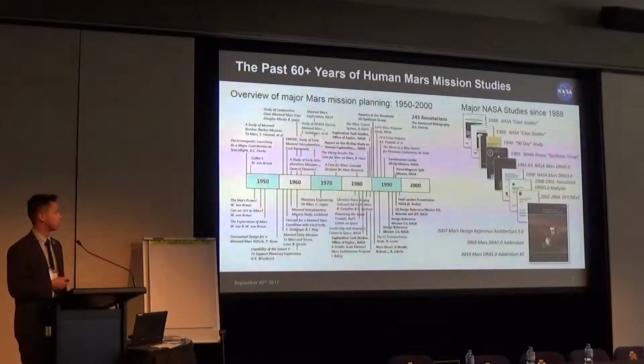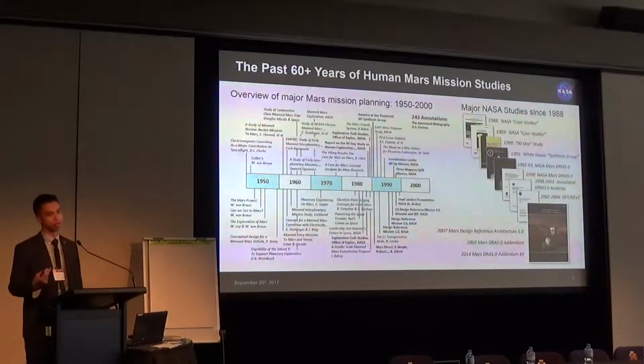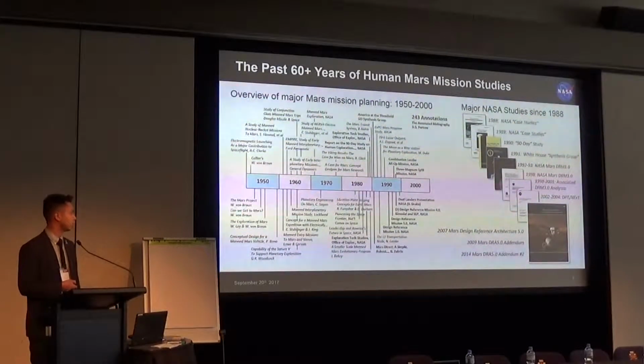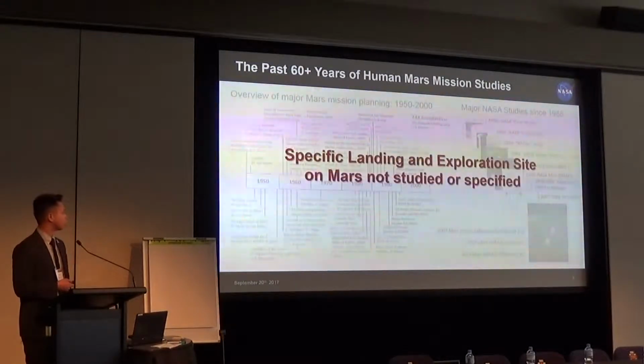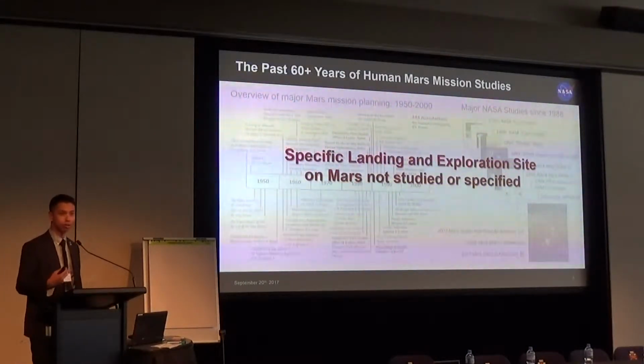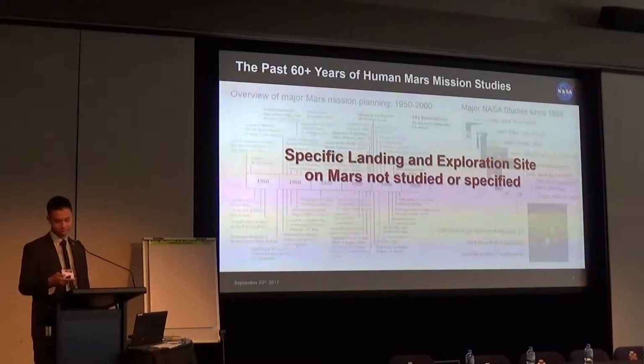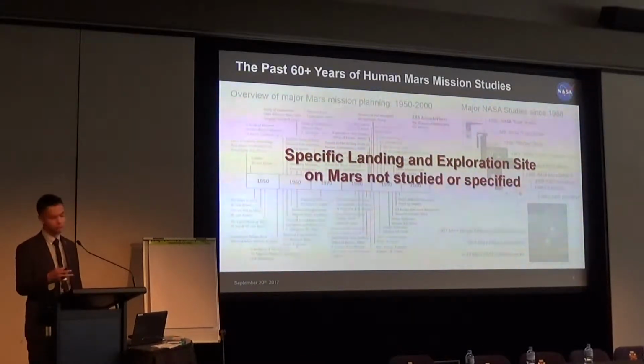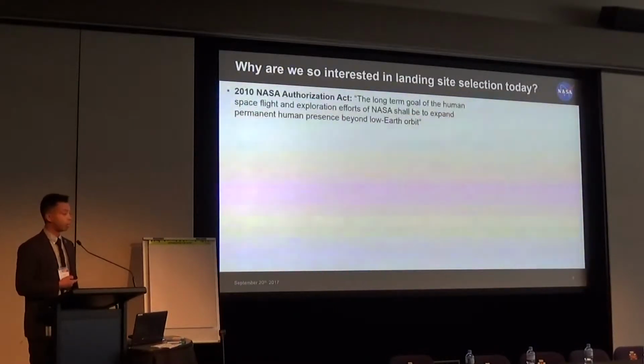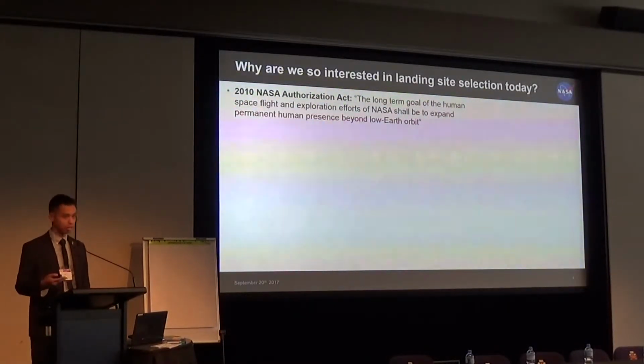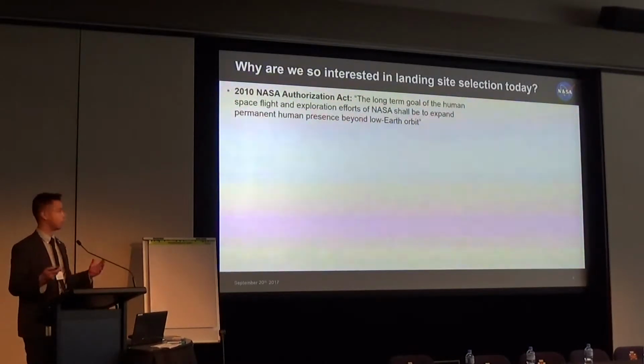And periodically, NASA's come up with what are called design reference missions or architectures. A common trait across all of these is that there's never been a real detailed discussion about where on Mars, longitude and latitude, we should land and put our base. And so we're very much interested in that now, and the reason is because it's become policy.